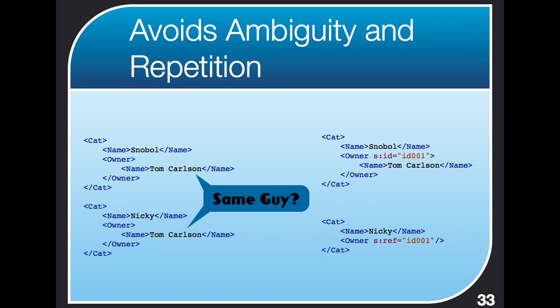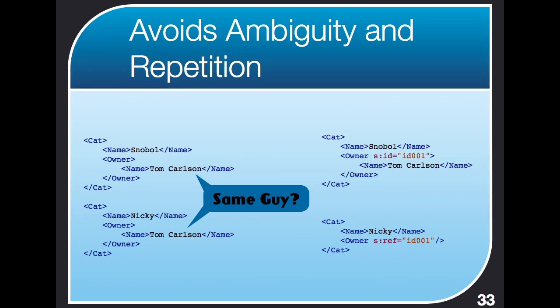Instead, we list a reference, an S:ref equals. Again, S is the structure's namespace, it's infrastructure, and this time it's a reference. And the ID equals ID 001, the same value as the ID in Snowball's owner. So what this actually does is it's a reference. It points. It says Nikki has an owner, and that owner is whatever object has the ID that's listed after the ref. So in this case, it says Nikki has an owner. That owner is the object referenced by the ID 001.